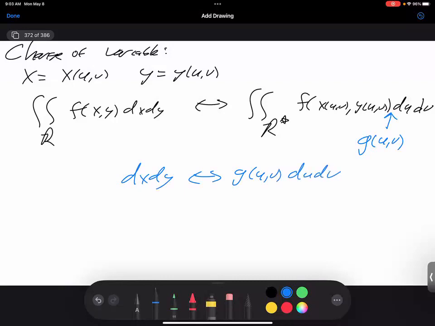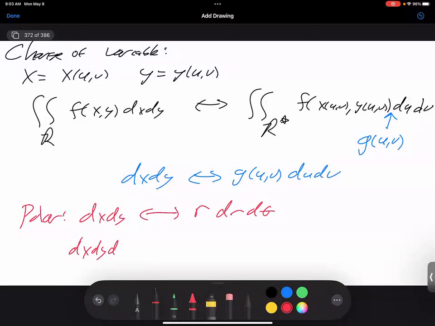And this is basically coming from the fact that dx dy doesn't just go to du dv, there's some kind of rescaling. So for example, we've seen in polar, dx dy goes to what? r dr d theta. And in spherical, dx dy dz, anybody remember what that goes to? Say it again, we use rho not r. This is spherical. I'm not doing cylindrical because cylindrical is just so straightforward from polar. If you can get polar, you can get cylindrical. So what would spherical be?